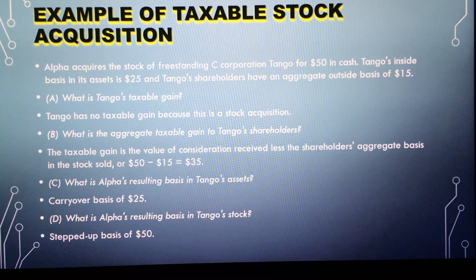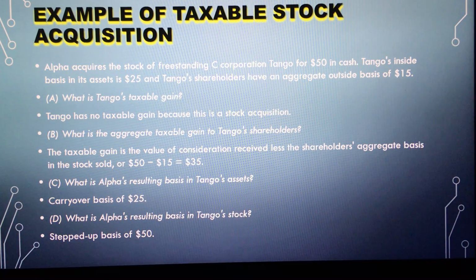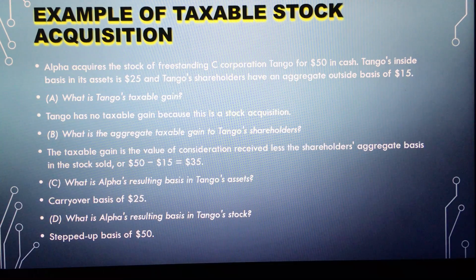Example of taxable stock acquisition. Alpha acquires the stock of a standing C corporation, Tango, for $50 in cash. Tango's inside basis in its assets is $25, and Tango shareholders have an aggregate outside basis of $15. What is Tango's taxable gain? Tango has no taxable gain because this is a stock acquisition. What is the aggregate taxable gain to Tango shareholders? The taxable gain is the value of consideration received less the shareholders' aggregate basis in the stock sold, or $35.